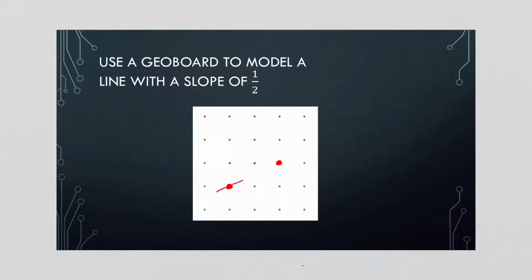And then you connect your dots. That line right there has a slope of 1/2.